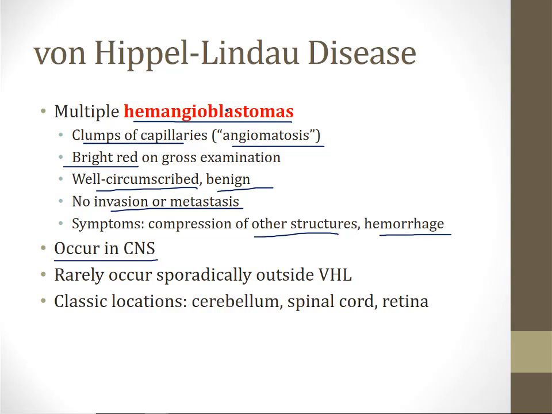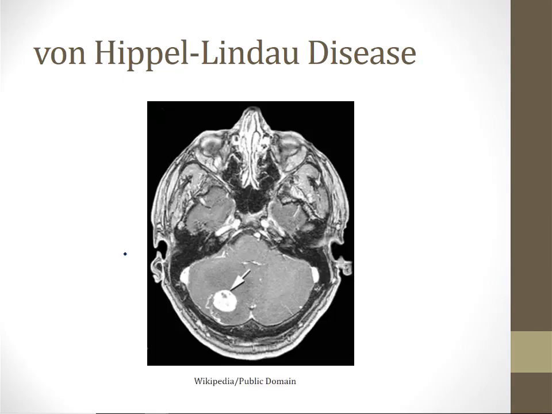Rarely they can be seen outside of this disorder, but especially in a board question, if you hear about a hemangioblastoma, you should think of von Hippel-Lindau disease. And classic locations in the CNS are the cerebellum, spinal cord, and retina. And here's an image of the brain showing you one of these hemangioblastomas in the cerebellum.